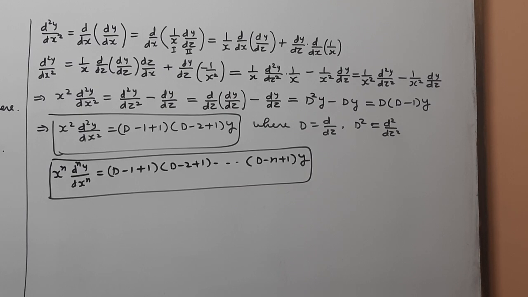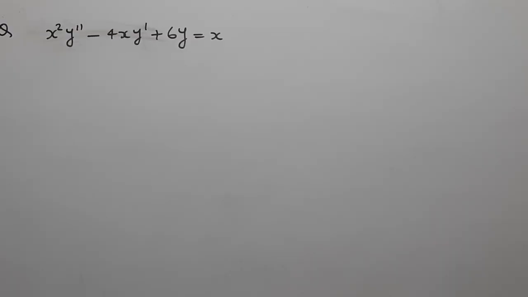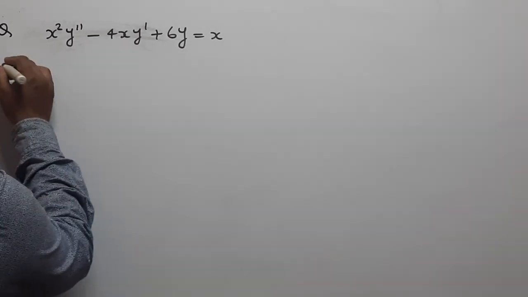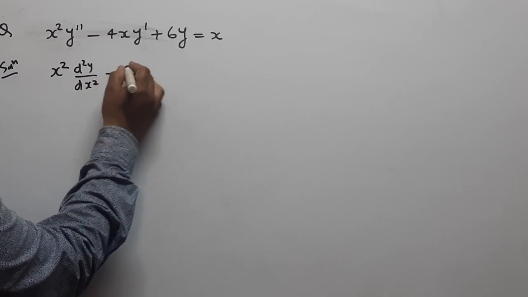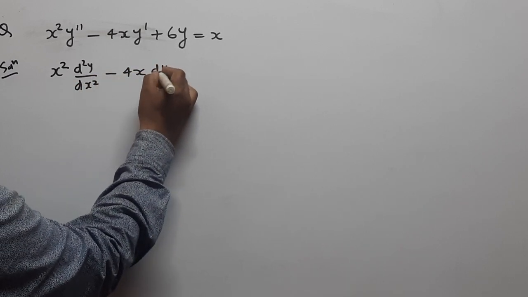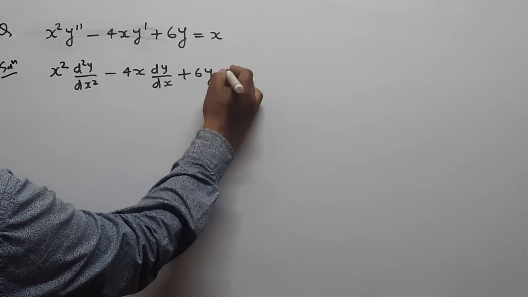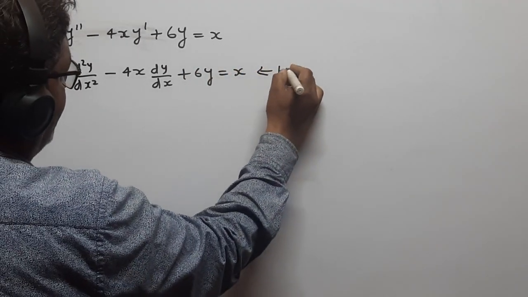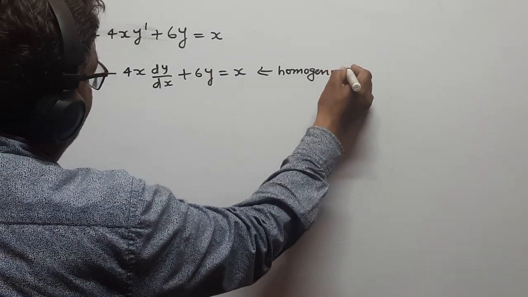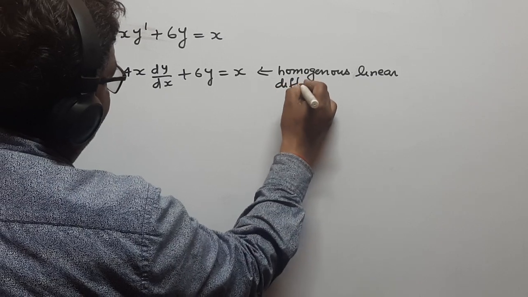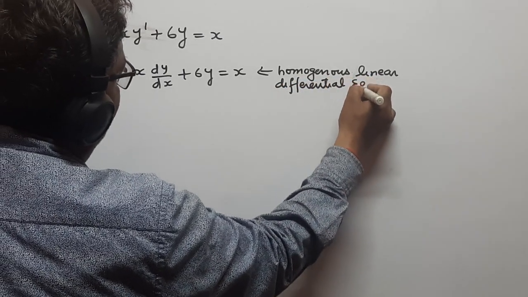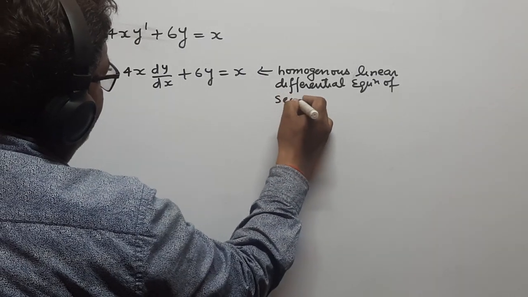Now we take one example. Now we take this example of a homogeneous linear differential equation of second order. You can see here this can be written as x square d2y by dx2 minus 4x times dy by dx plus 6y equal to x. This is the homogeneous linear differential equation of second order.